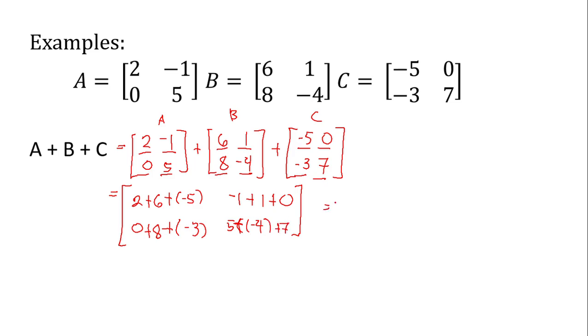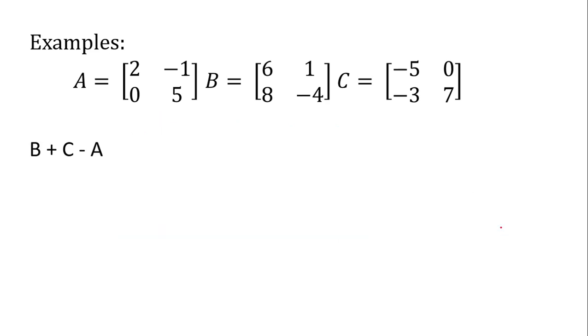Then let's simplify. 2 plus 6 is 8, minus 5 is 3. Negative 1 plus 1 is 0, plus 0 is 0. 0 plus 8 is 8, minus 3 is 5. And 5 minus 4 is 1, plus 7 is equal to 8. So this is our A plus B plus C. That's it.